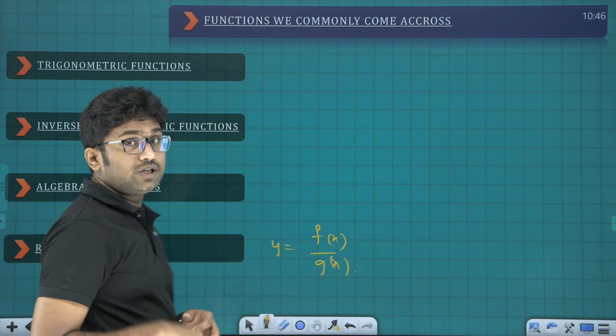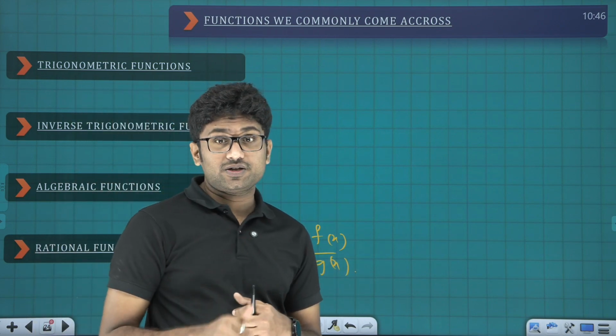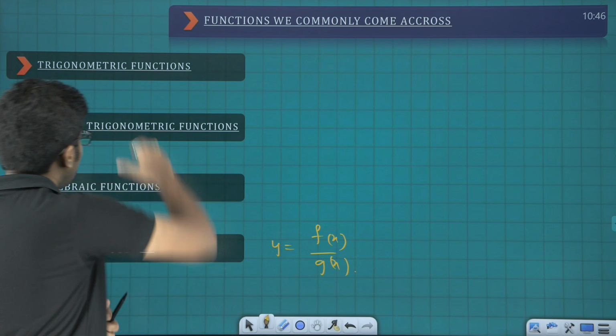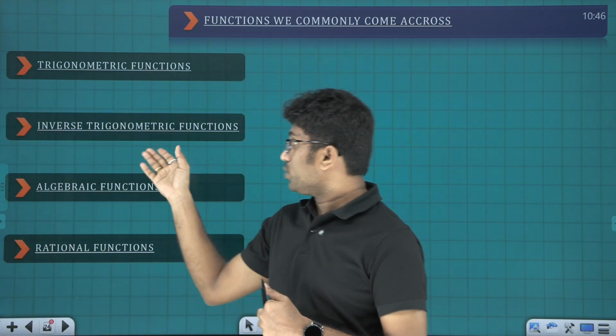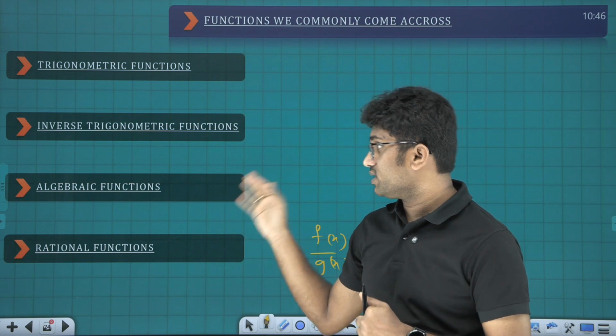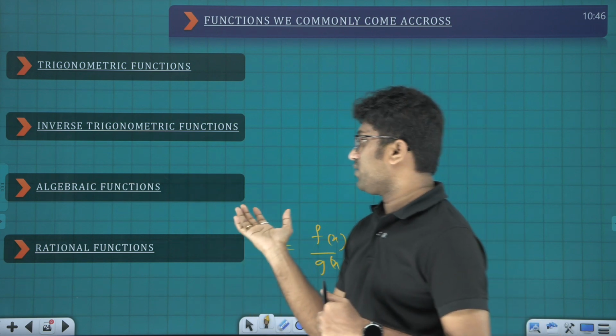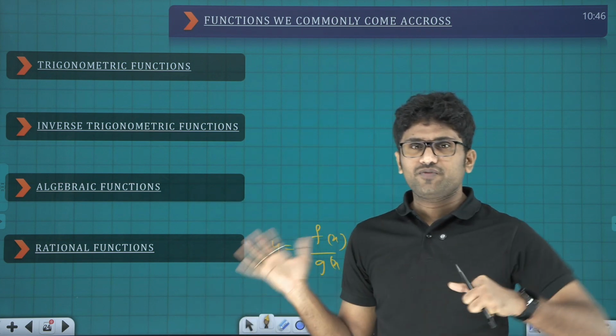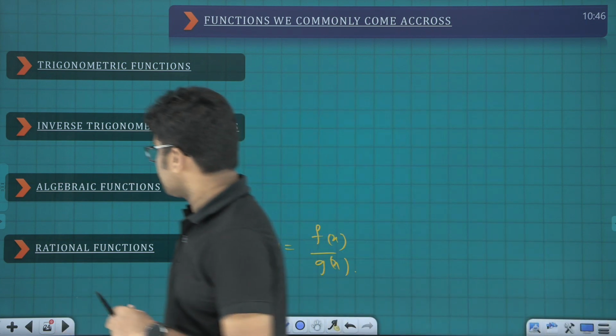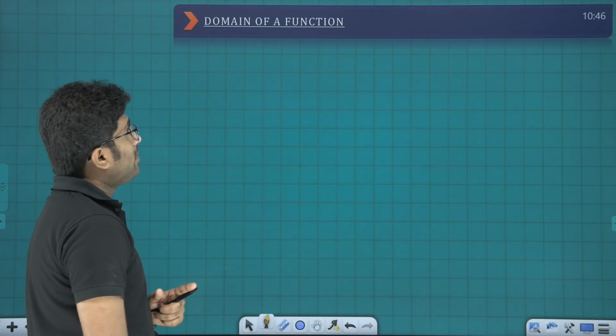Now friends, you should know the domain and ranges of all these functions. Domain and range of trigonometric functions we have seen. Domain and range of inverse trigonometric functions we have seen. Generally the domain of algebraic functions will be the set of real numbers. Range will also be the set of real numbers. It varies actually.